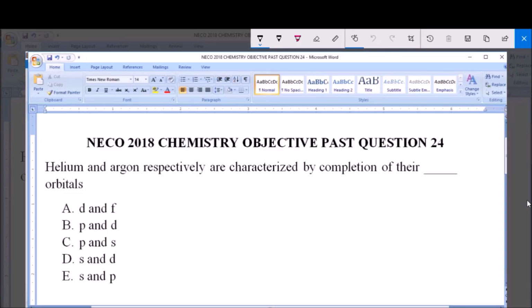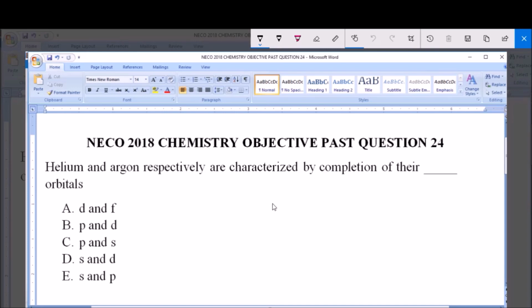Hello, good day and welcome. I will be answering NECO 2018 Chemistry Objective Past Question 24. Helium and argon respectively are characterized by completion of their dash orbitals: A, D and F, B, P and D, C, P and S, D, S and D, and E, S and P.